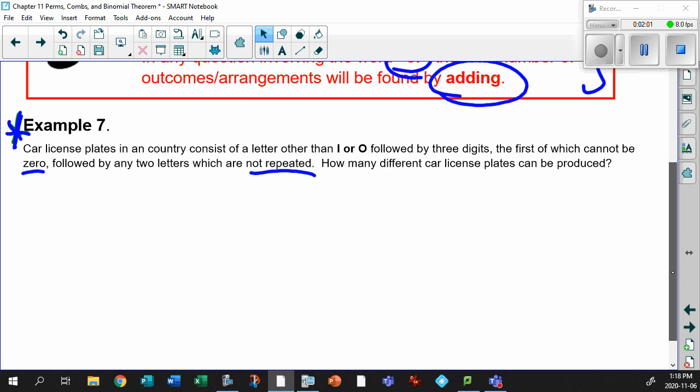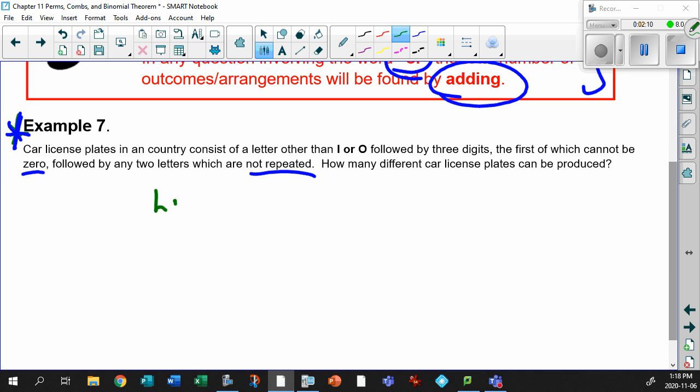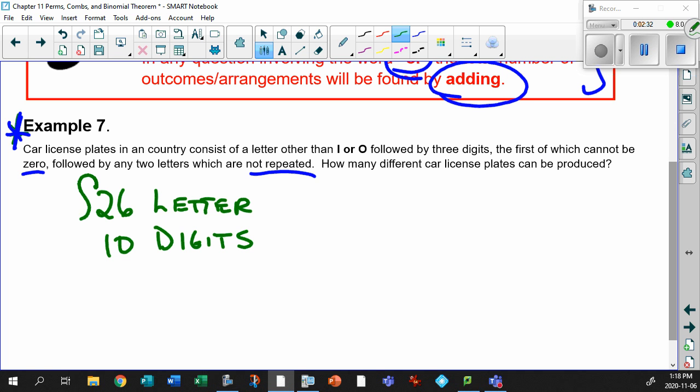So, dealing with the restriction first. Think about what we have. It says the car license plates in a country consist of a letter, okay? So, a couple things that you got to remember. If you add up all the letters in the alphabet, we have 26 of them. But when we start talking about digits, most people will say, well, we actually only have 9 digits. Not true. We have 10, starting with 0. 0 through 9 give you 10 digits. That's one of the things that you got to keep in the back of your mind when you do this.